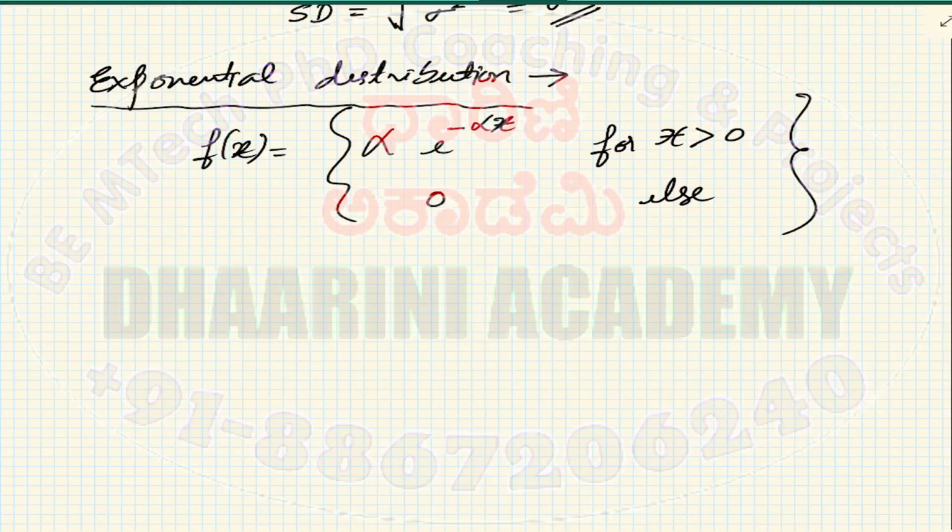Now let's write its mean and variance, which is required for the calculation purpose. The mean mu comes to be 1 by alpha. We had done the calculation part in the mathematics earlier sections. And if you want to calculate the sigma square, that comes to be 1 over alpha square, which means the sigma is the root of that, it's once again 1 by alpha.